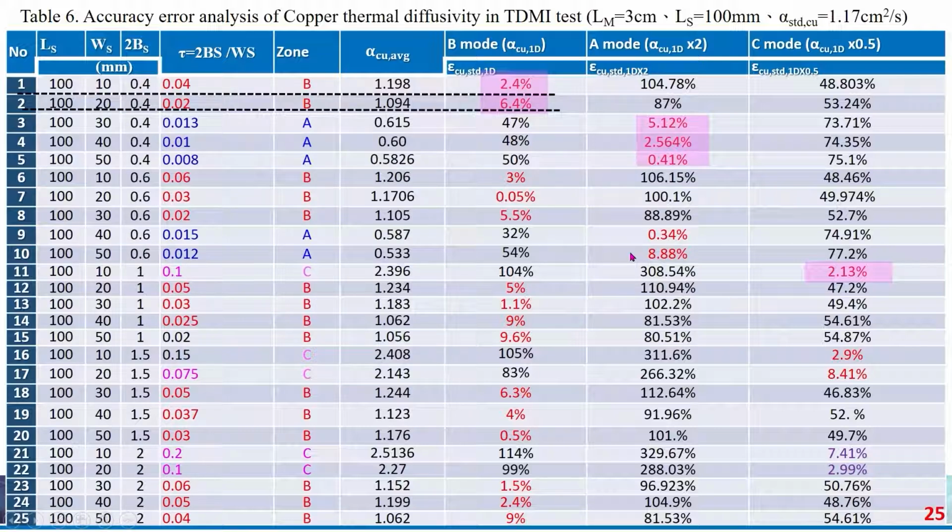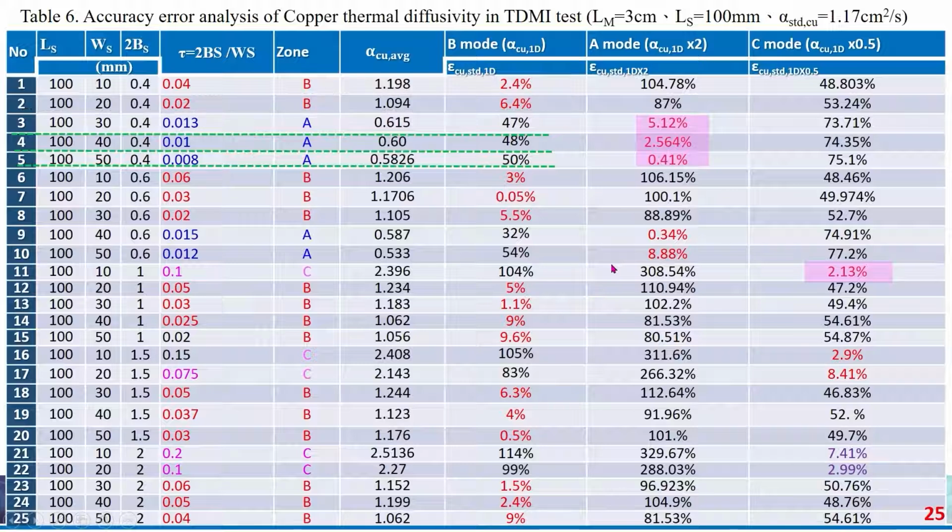For example, at test numbers 1 and 2, the aspect ratio tau is in the B region, and the major diffusivity data does not need to be corrected because all the accuracy errors are within 10%. But for test numbers 3, 4, and 5, when tau is in the A region, the accuracy errors could be up to 47 to 50%. But after the thermal diffusivity is multiplied by 2, the accuracy errors have come down to 5.12%.